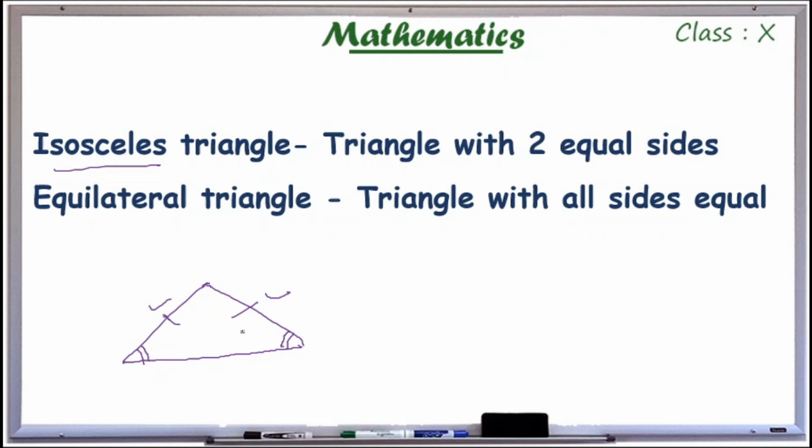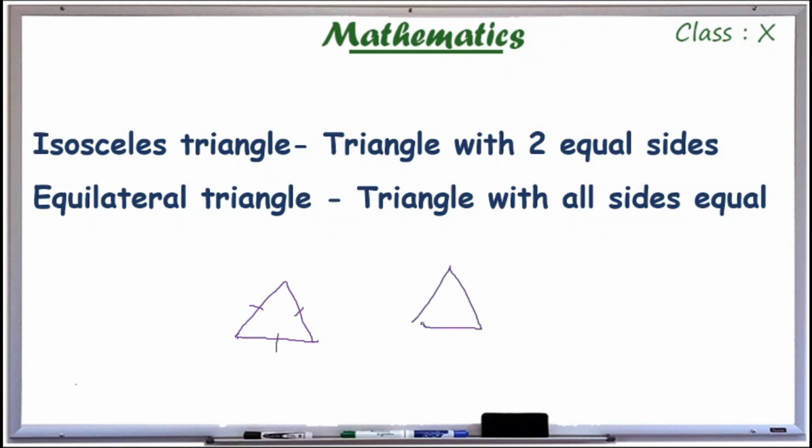So no need of angles in this chapter, but you have to learn about the sides. In a triangle, if any two sides are equal, suppose this and this, it is called an isosceles triangle. And for an equilateral triangle, as the name indicates, all sides will be equal. These three sides will be equal. And for an isosceles triangle, only two sides will be equal.